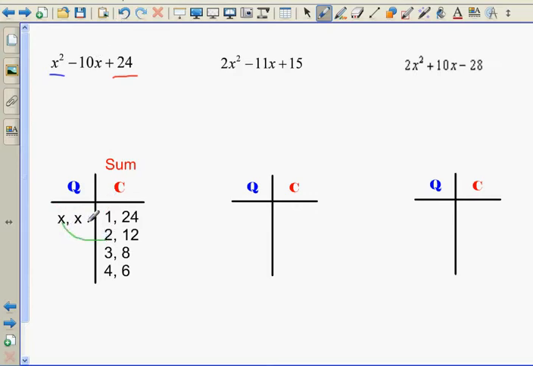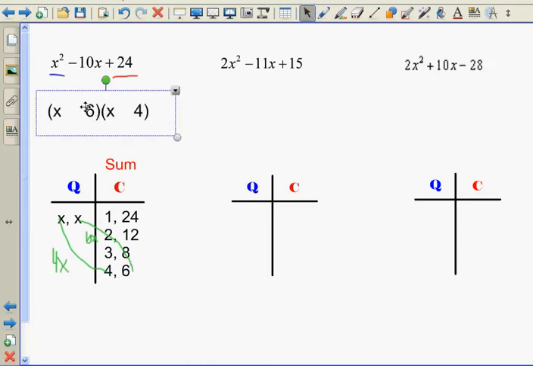If I link x with 2 and x with 12, that's what we did last time. A 2x and a 12x had a difference of 10, but now we know we want a sum, and they have a sum of 14x. So that's not helpful. Here we go. If we do 3x and 8x, those have a sum of 11x, which is close, but not what we want. So finally, if we try 4 and 6, we've got a 4x and we've got a 6x. And those do have a sum of 10. So we know we want x and x, 4 and 6. And again, it doesn't matter if I put the 4 here and the 6 here, since it's both an x, it doesn't matter the order.